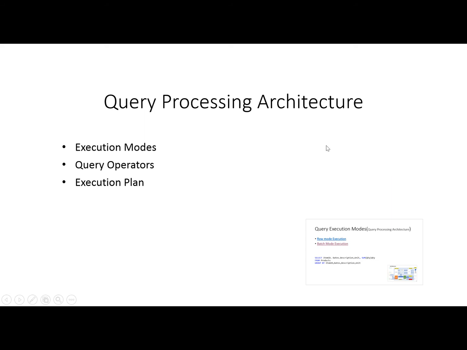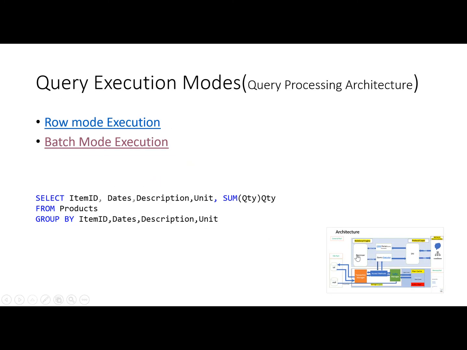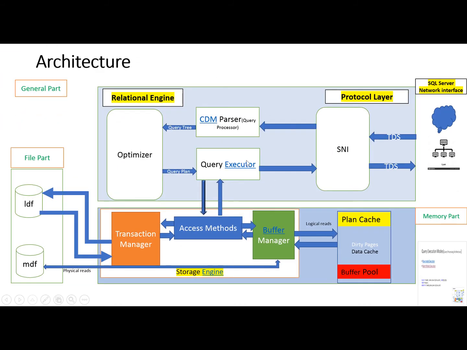This is the query processing architecture module, and we are discussing the execution methods available for query processing. There are two kinds of methods available for query processing. One is the row mode execution. When this row mode execution is used by the query executor, the data will be processed row by row.